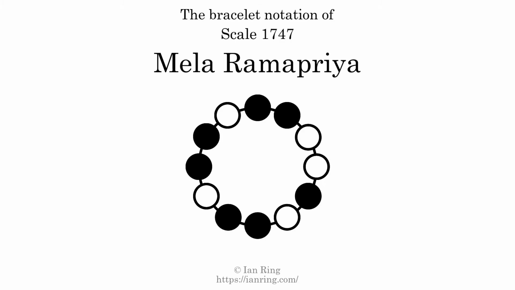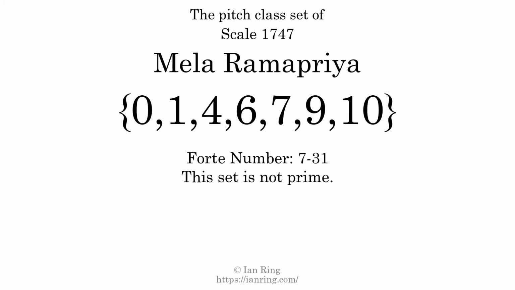This is a bracelet notation diagram of scale 1747. The shaded circles represent tones that appear in the scale, and they are read clockwise, starting at the top. The pitch class set for this scale is 0, 1, 4, 6, 7, 9, 10. The Forte class is 7-31. This set is not prime.